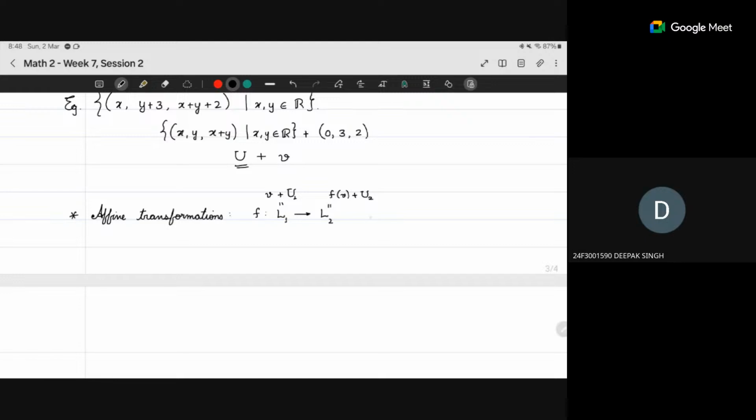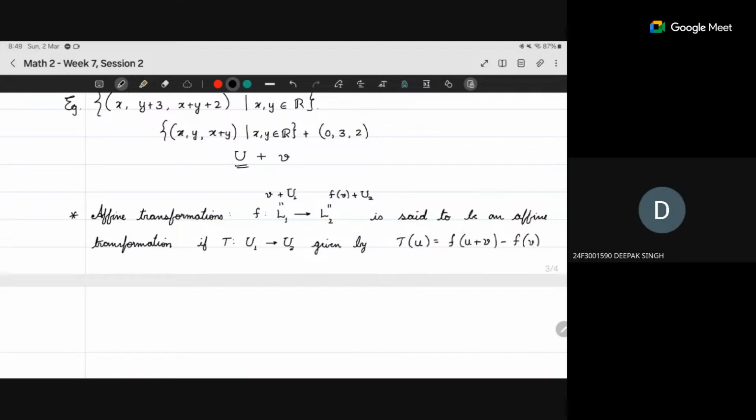Now this is said to be an affine transformation if T from U1 to U2 given by T of U is equal to f of U plus V minus f of V. So I'm defining T as this, f of U plus V minus f of V.